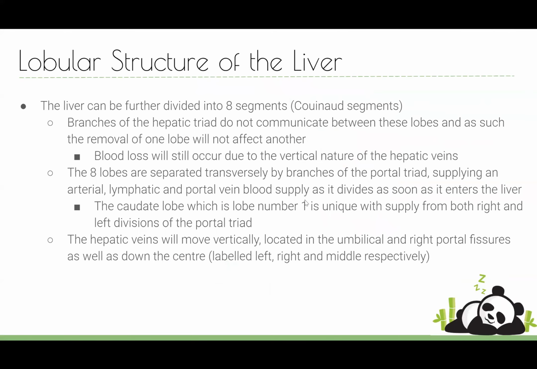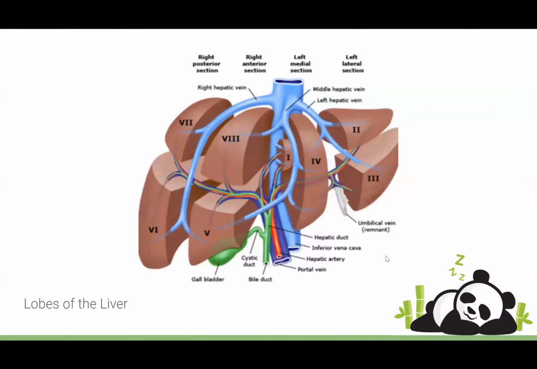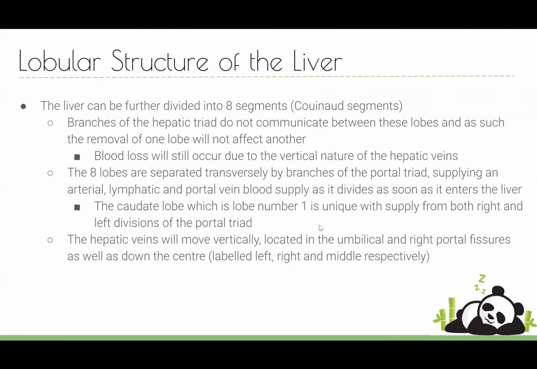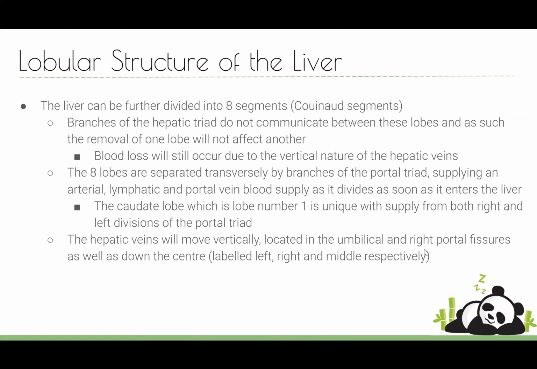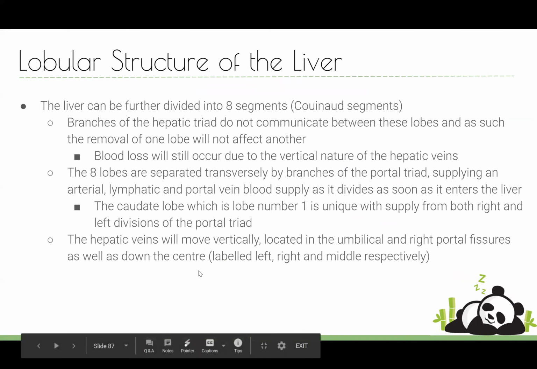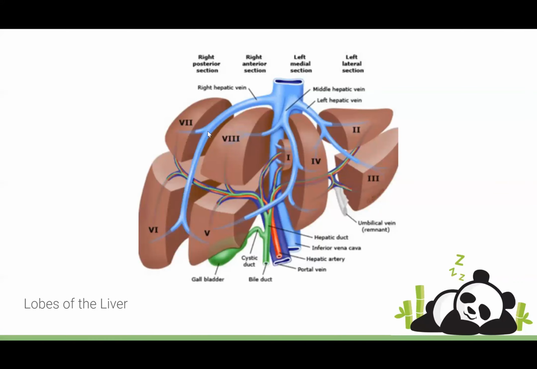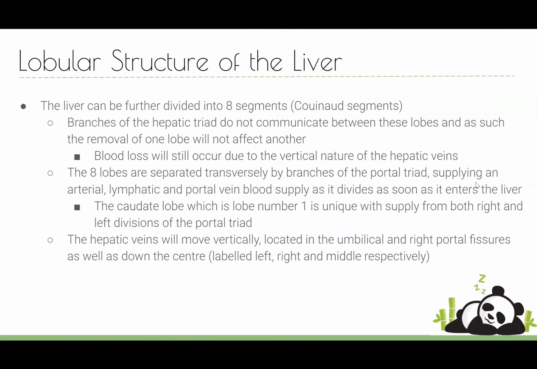And then they'll be separated vertically by the umbilical and right portal fissures, and down the center. So they will be left, right, and middle, with their respective veins in them as well.